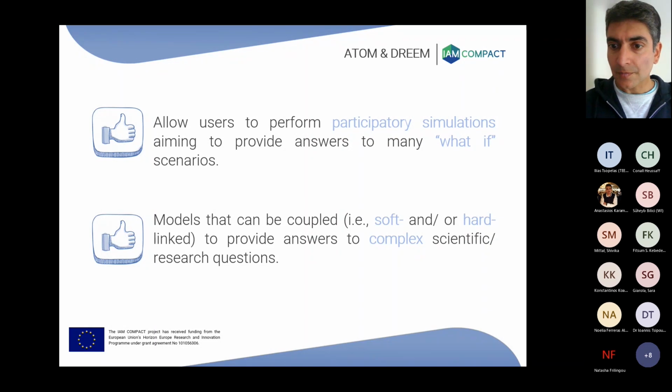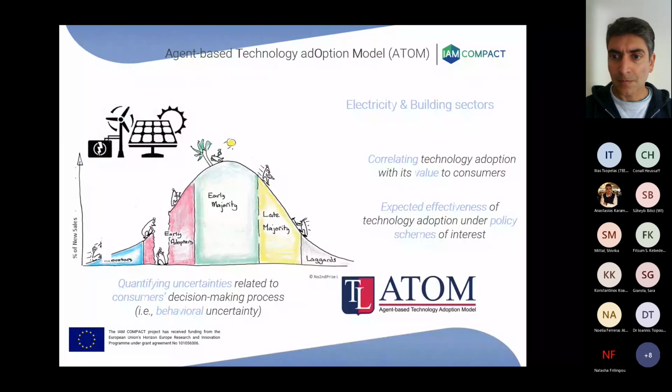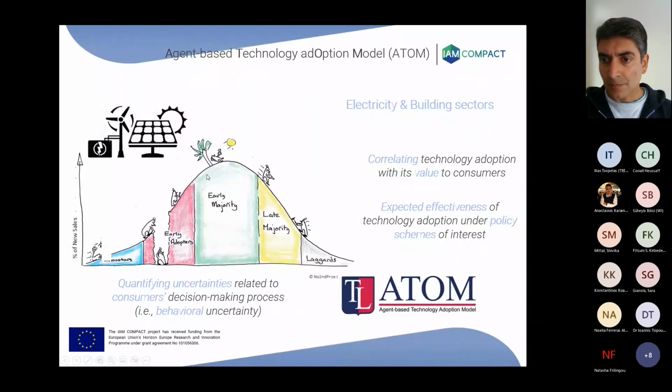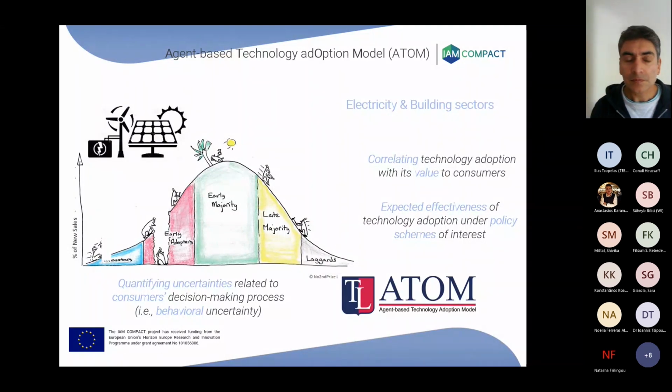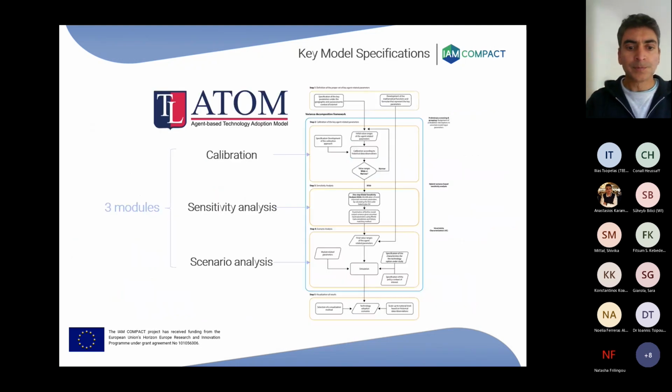complex research questions. The first one is ATOM, which is an agent-based technology adoption model, which correlates technology adoption with its value to consumers in order to perform the expected effectiveness of technology adoption under different policy schemes. And the main novelty of the model is that it allows to quantify uncertainties related to consumers' decision-making process. So in a sense, this could be perceived as behavioral uncertainty.